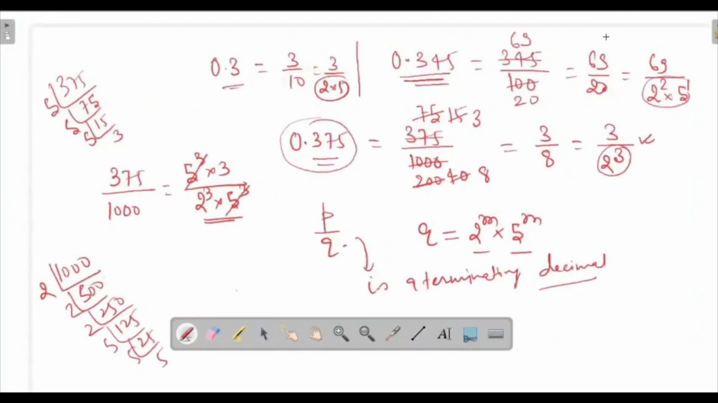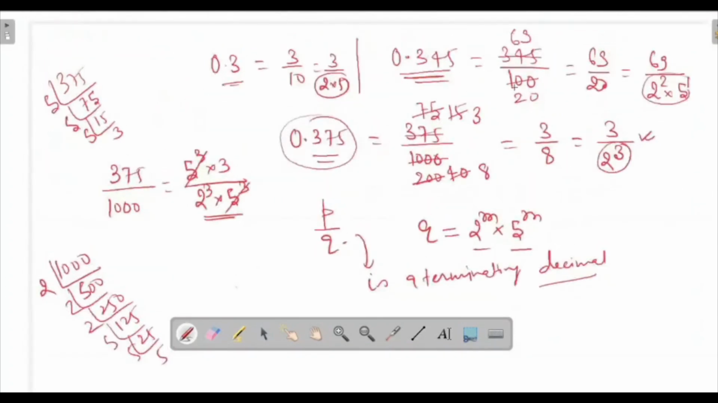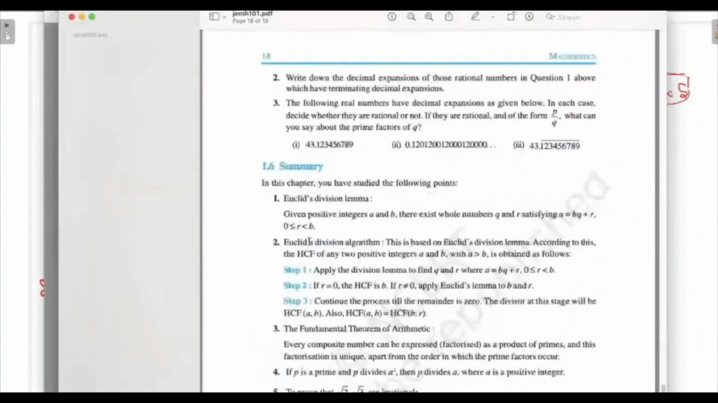I'm going to tell you this. The next concept is this only, that just by looking at the denominator, you can say whether it's a terminating decimal or not. If it has got a power of 2 or power of 5 or both, then you can simply say that it's going to be a terminating decimal. That is what the concept says. So, let's look at some examples, and then you will be able to say that.